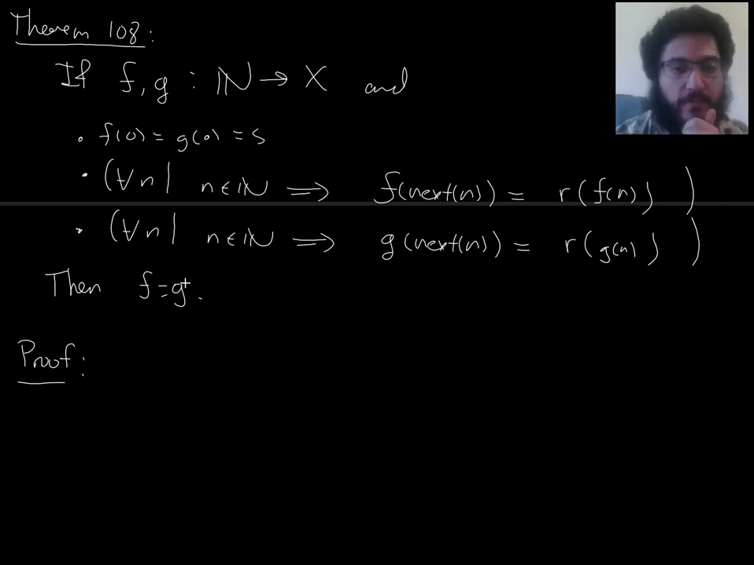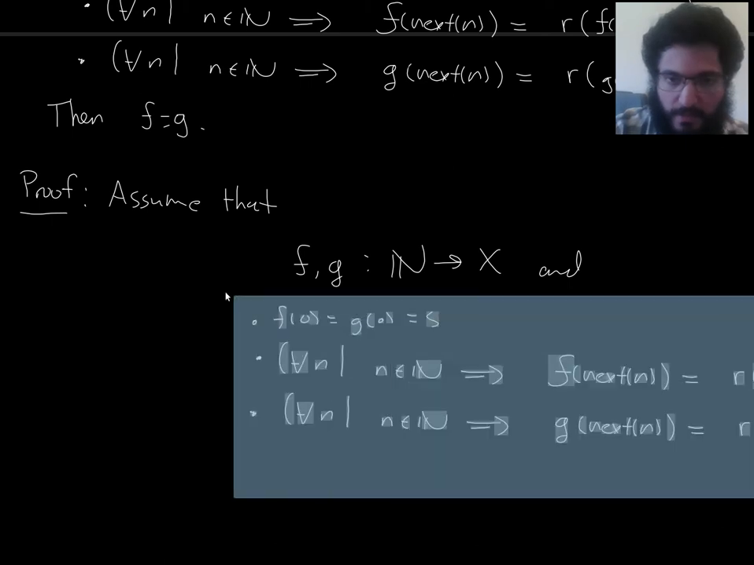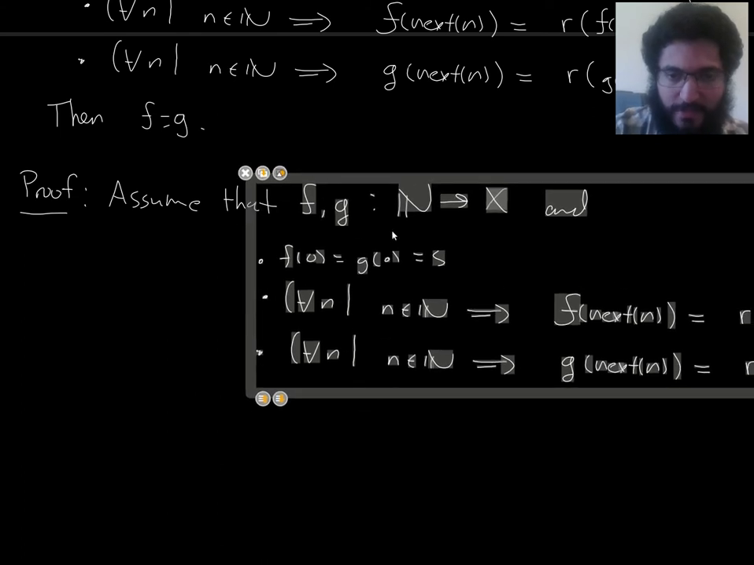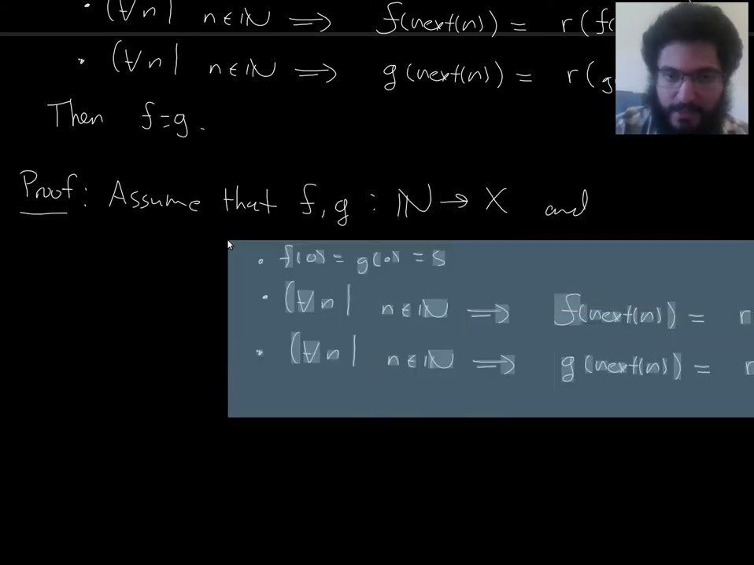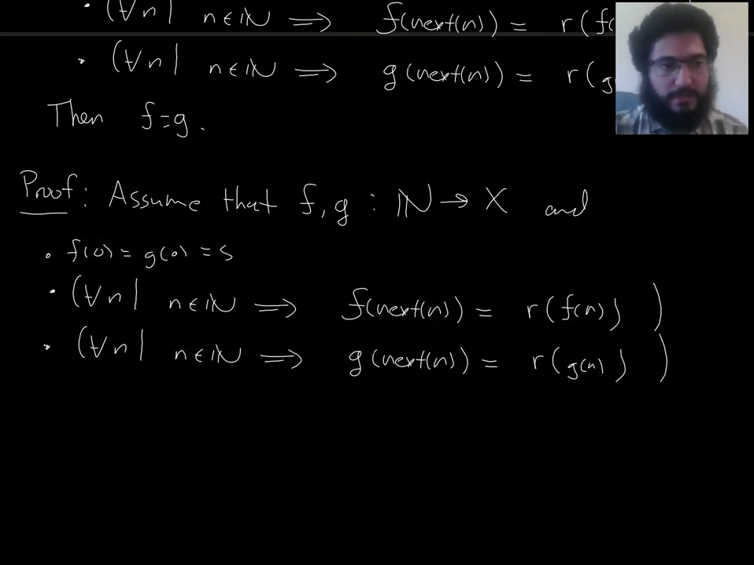So, let's go ahead and assume the hypotheses, and then we'll try to prove f equals g. So assume that, and then let me copy and paste a bunch of stuff. All right. Assume that f and g map n to x. So they are sequences taking values in x, and assume these 3 bullet points. And we have one teeny tiny little goal here: prove f equals g.